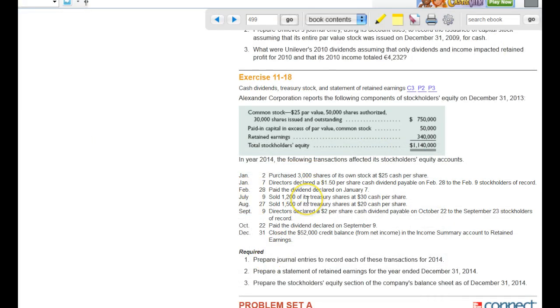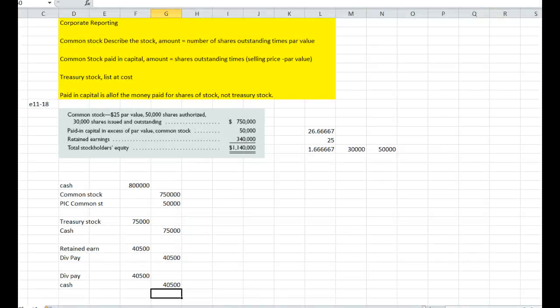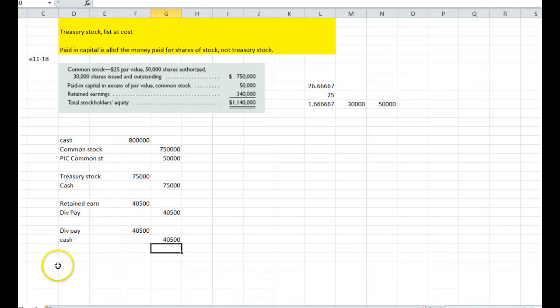Okay, let's see if there's another one. We sold 1,200 of the treasury shares at $30 cash per share. We bought them back at $25, so that's the cost we're going to be listing our treasury shares at. So let's see how this would work. We sold them at 30, so we're going to get cash for the shares we sell. Incidentally, the corporations don't pay income tax when they buy and sell their own shares at a profit, or they could lose money just as well.